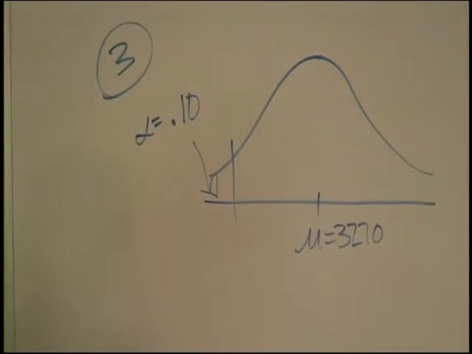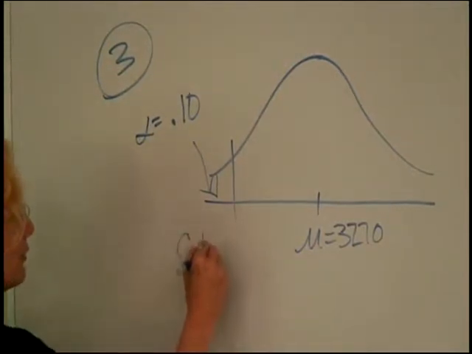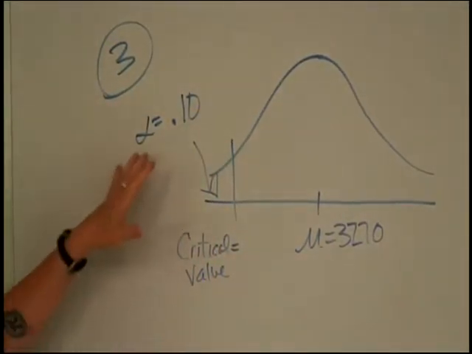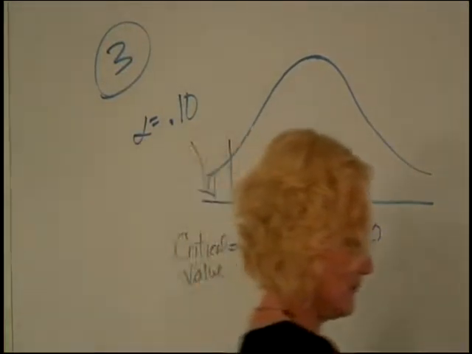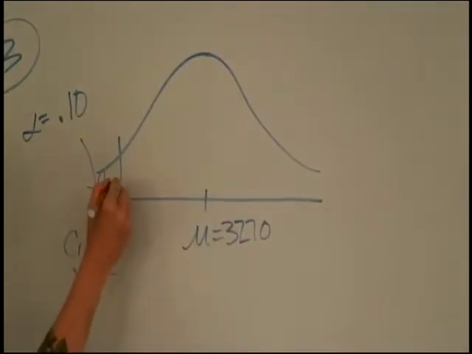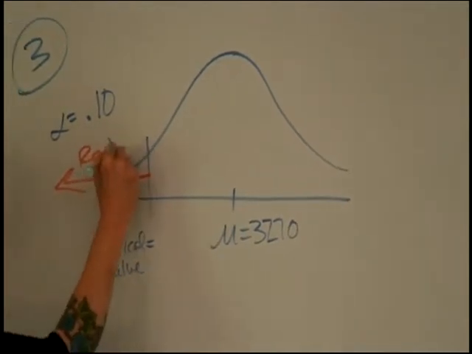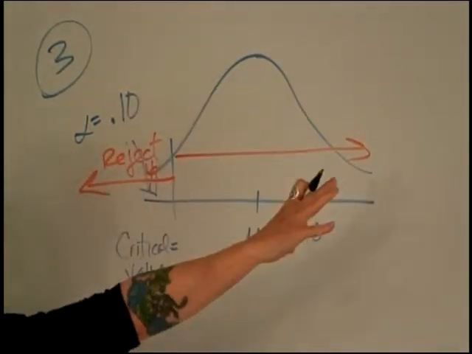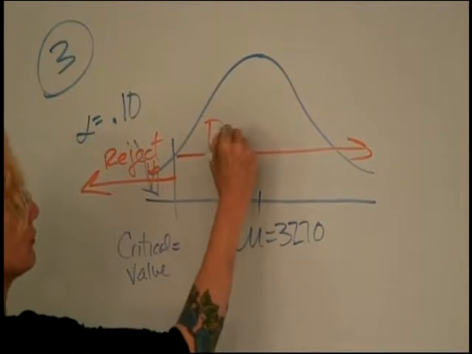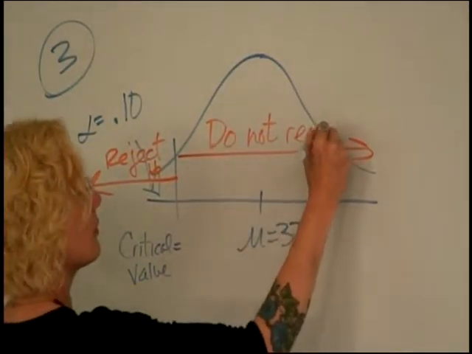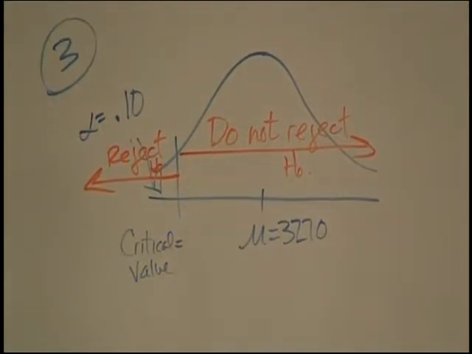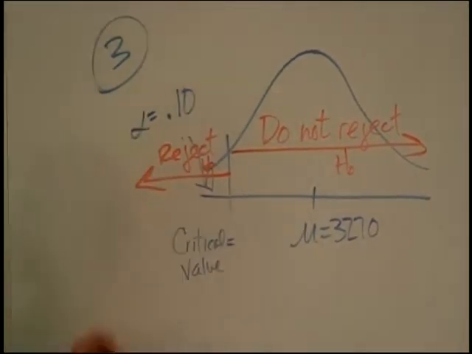So, next step is we find our critical value. Our critical value is the demarcation point for our rejection region. If our test statistic falls out here, we're going to reject H0. And if our test statistic falls in the rest of the distribution, we're going to not reject H0. Everything is based on H0, so it's always in terms of H0.